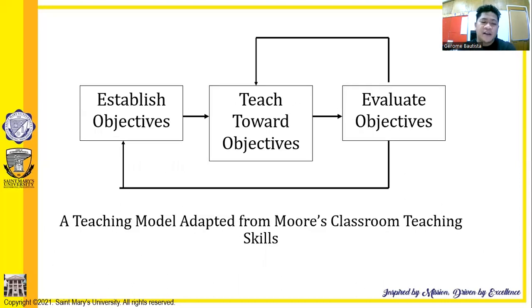So we have here a teaching model adopted from Moore's Classroom Teaching Skills, wherein objectives are always there in each part. We begin with establishing objectives. So we have to establish our targets or our goals, and then our instruction will be based on those objectives. We have to teach towards the achievement of those objectives, and we have to evaluate based on our objectives as well.